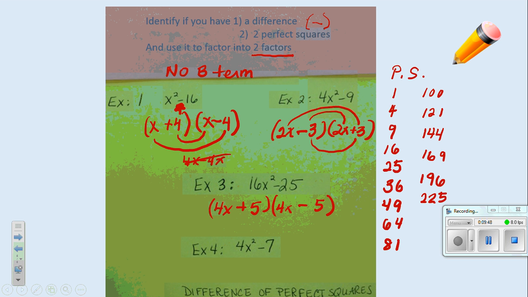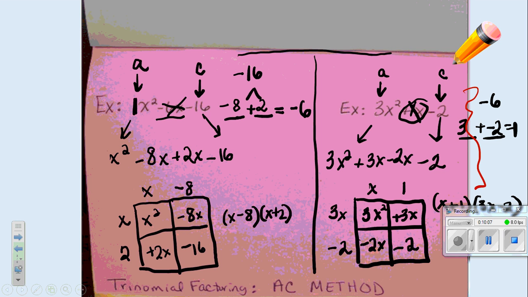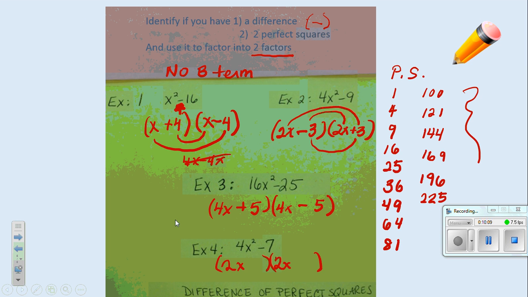All right, now let's look at example number 4. What times what gives me 4? Well, that'd be a 2. What times what gives me x squared? That'd be an x and an x. What times what gives me 7? 7's not on my list. So if it's not on my list, then it is not a perfect square. Then this is not factorable.